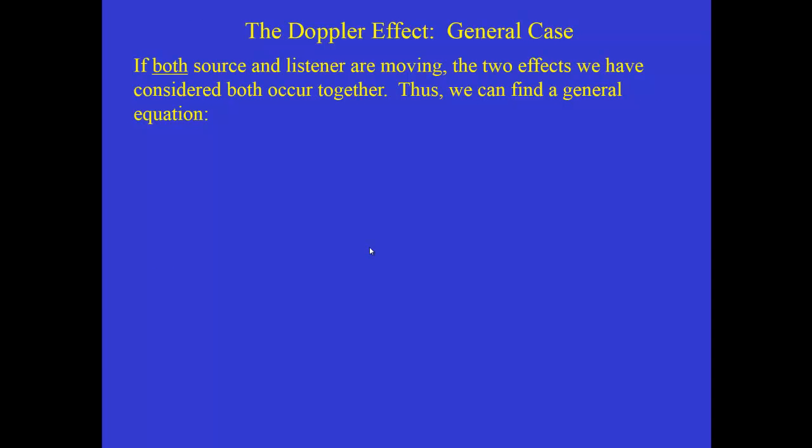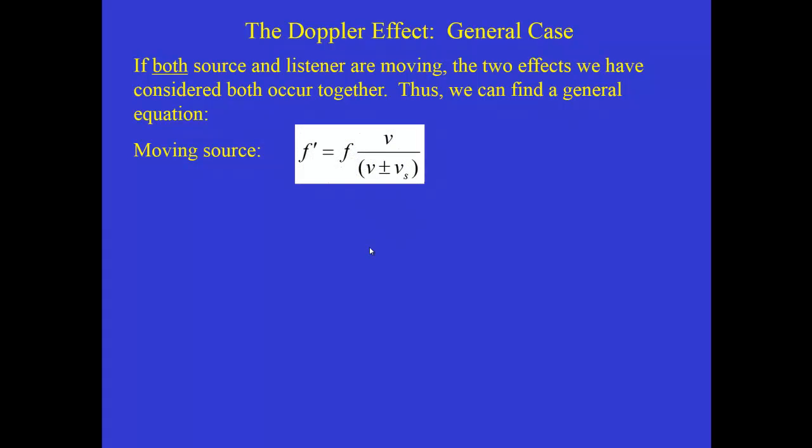Alright, so now we've got an equation for the source moving towards the listener and the listener moving towards the source. So if both the source and listener are moving, these two effects that we've considered both occur at the same time, but we can develop a general equation by first accounting for one effect and then the other. So for a moving source, again, f prime is f times v over v plus or minus vs. And remember, we would use the minus sign if the source is moving towards the observer, because that would make the fraction greater than 1.